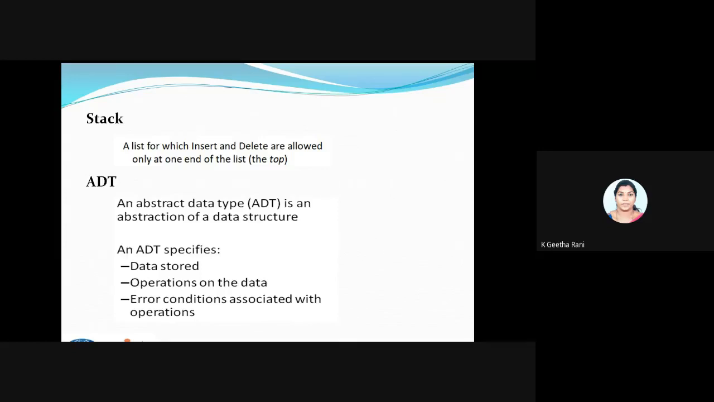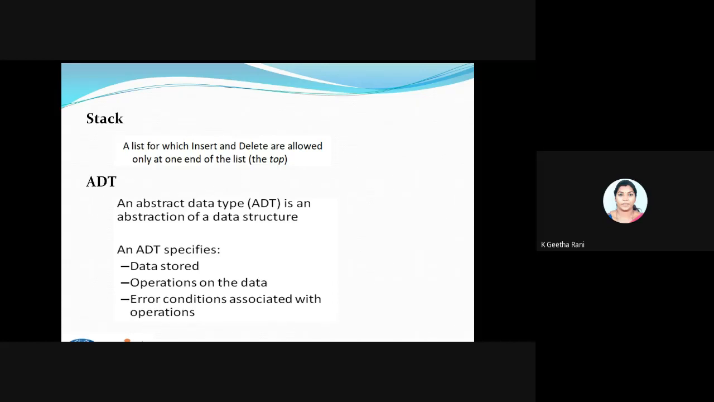ADT tells about how I'm going to store my data, in what way my data is going to be stored. Second, what operations can be done on a particular data. And third, what error conditions occur when I do some operations. These are the three features. This is what is called the ADT, the abstraction of data structure.